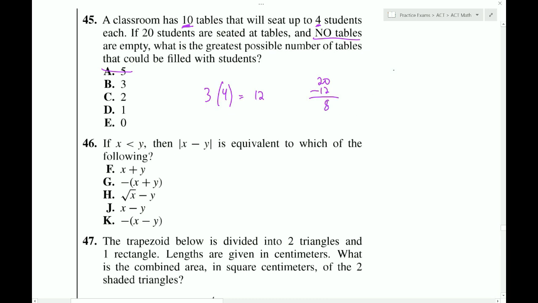Now how many tables are left? Well, we started with 10 tables. We've used up 3, so we've got 7 tables left. And we've got 8 students left. So can we at least put 1 on each table? I would say we can, right? We can put 1 student on each table, and then on one of the tables there will be 2 students. So this one works.